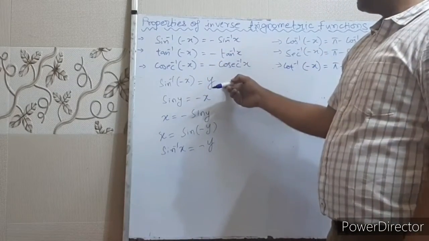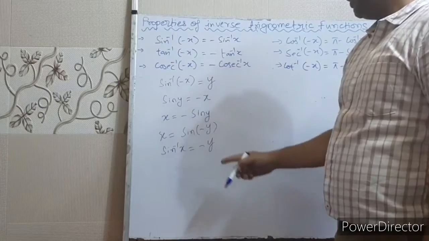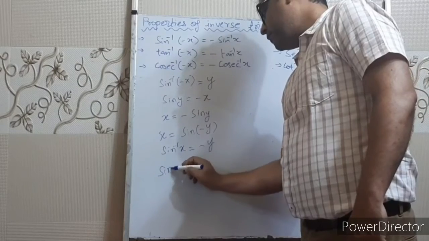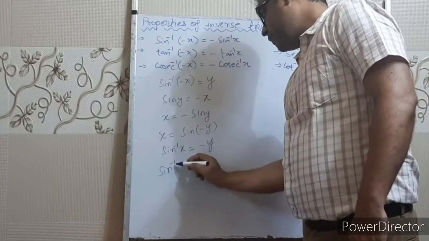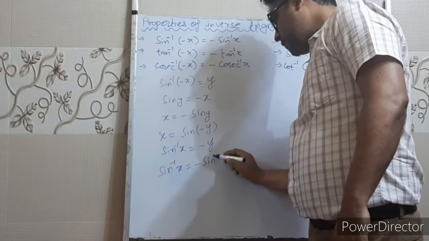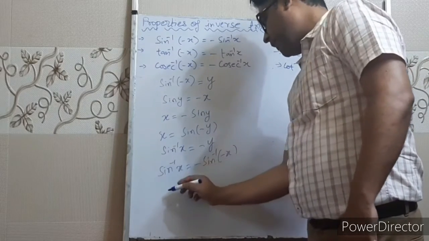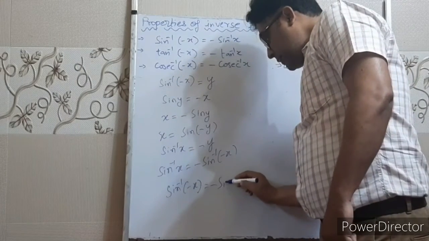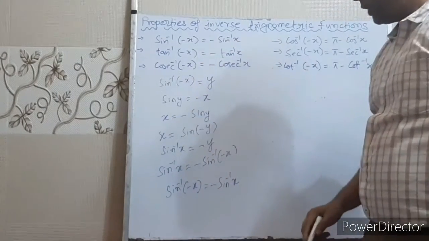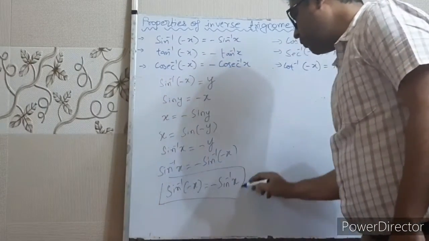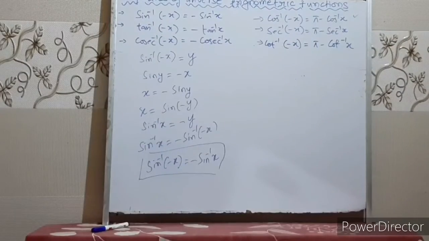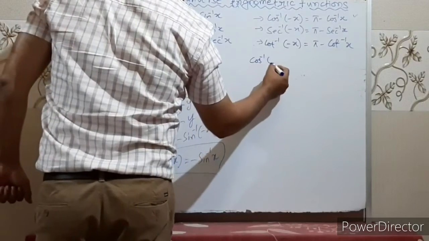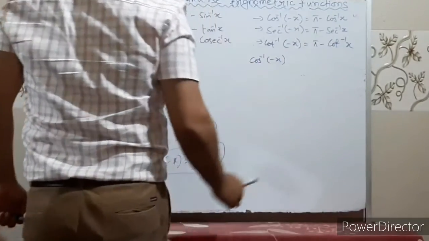Now what have we assumed the value of y here? Sine inverse minus x. Now substitute the value of y here. What will we get? Sine inverse x is equal to minus sine inverse minus x. Cross multiply the minus to that side. So we get the value sine inverse minus x equals minus sine inverse x. Okay, we got the result. Clear to all of you?